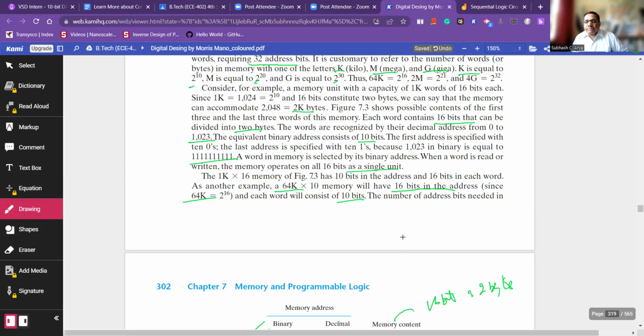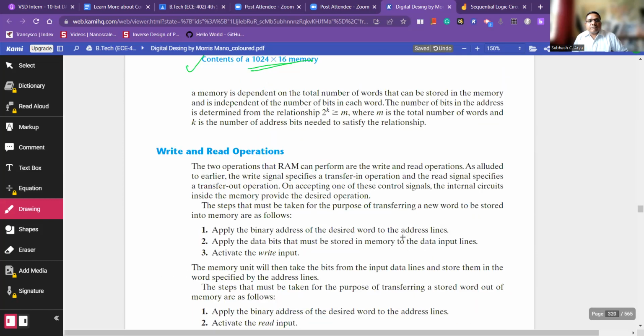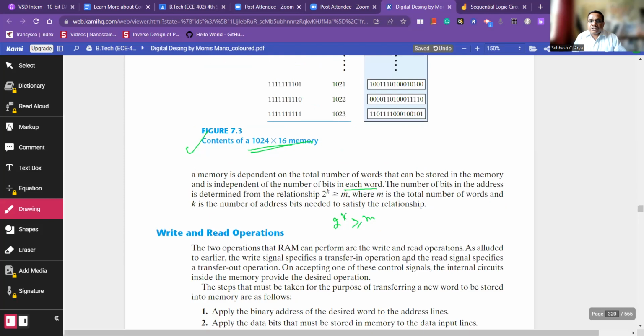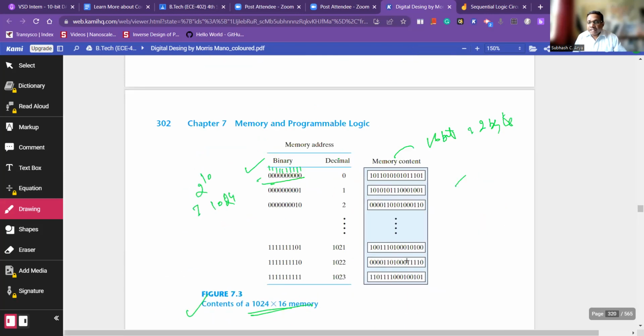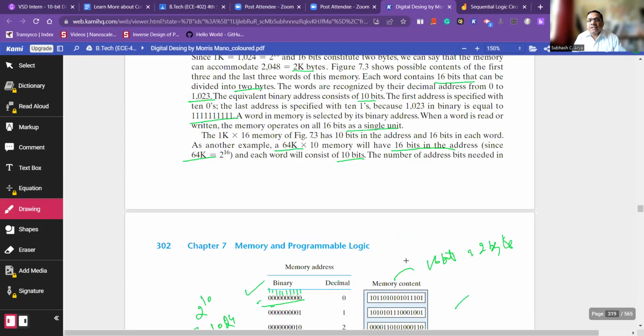The number of address bits needed in a memory depends on the total number of words that can be stored in the memory and is independent of the number of bits in each word. The number of bits in each address is determined from the relationship 2 to the power k is greater than or equal to m, where m is the total number of words and k is the number of address bits needed to satisfy the relation.